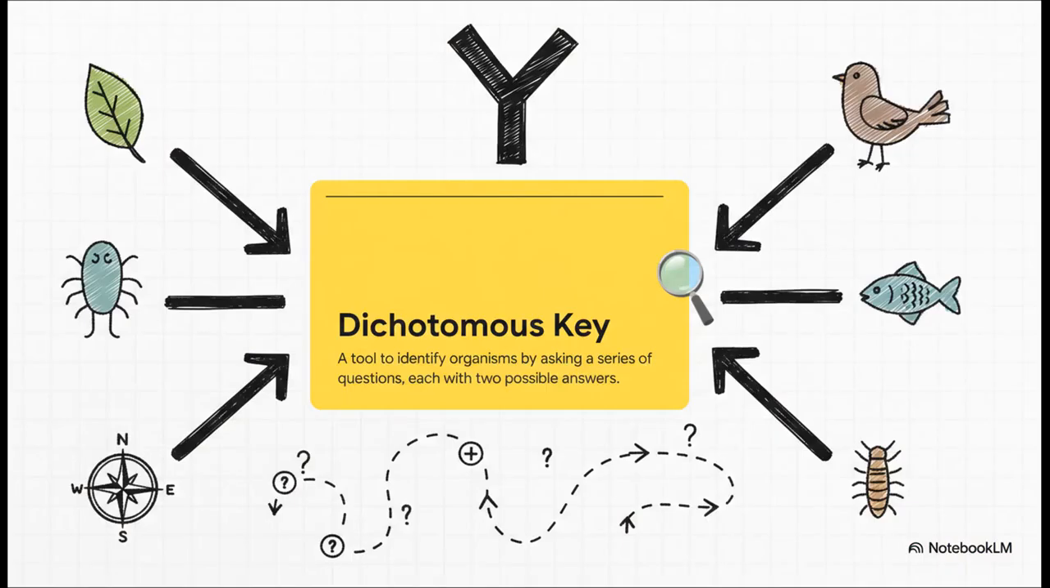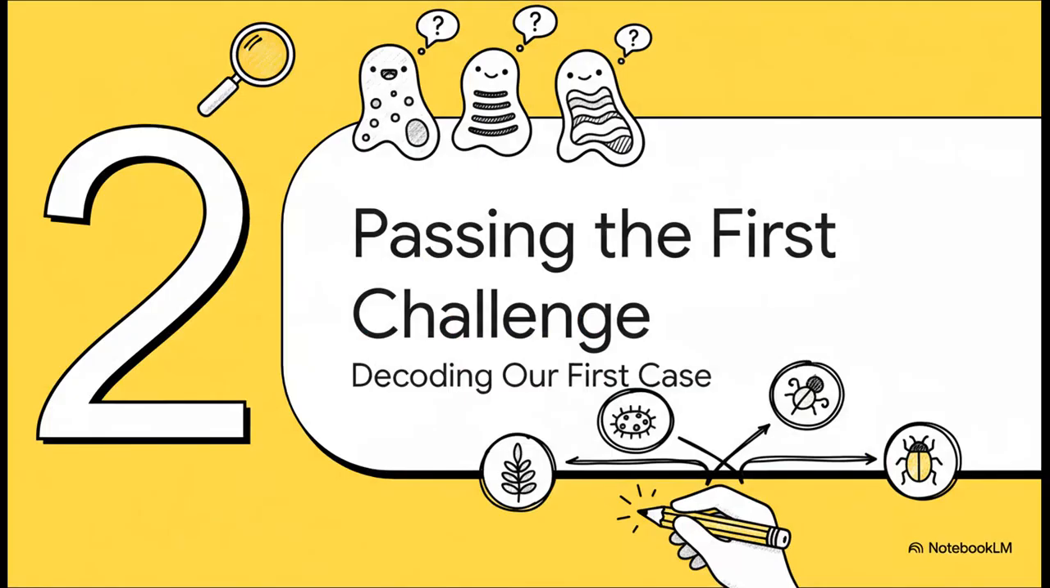It's called a dichotomous key. Now that word, dichotomous, sounds fancy, but it just means dividing into two parts. Seriously, that's it. You can think of it like a choose-your-own-adventure game, where every choice you make gets you one step closer to identifying your mystery organism. So let's jump into our first case and see how this actually works.